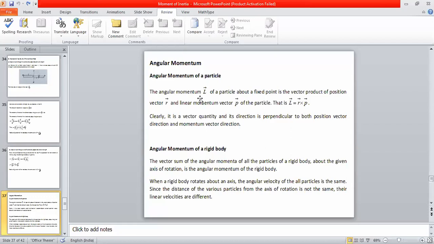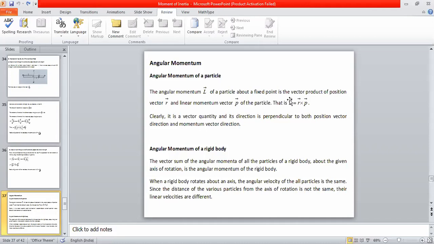So this denotes angular momentum. The angular momentum vector of a particle, with respect to a fixed origin, is very simple. It is simply the vector product of position vector R and linear momentum vector P of the particle. If a particle is moving, it has a position vector R, and since it is moving, it also has linear momentum vector P. This cross product of R and P is nothing but the angular momentum of the particle.